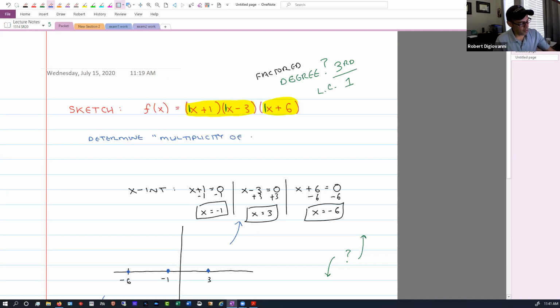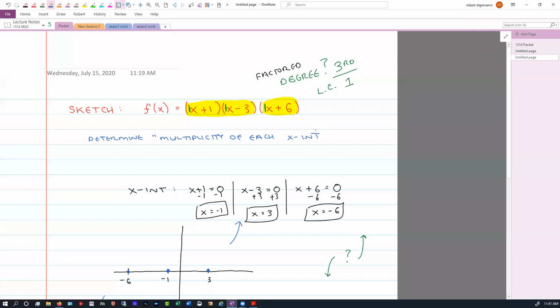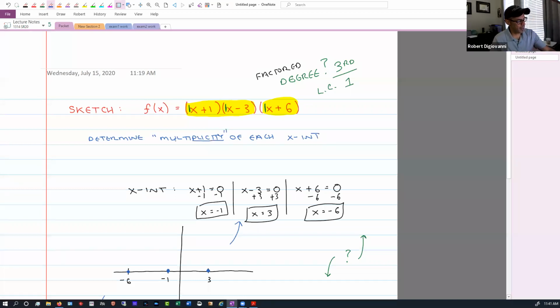Of each x-intercept. Okay, so how many x-intercepts do I have? 3. Okay, so for each one, I have to determine this thing called the multiplicity. And the way you do it, it's very simple, but you have to be careful with it, okay? All you do is look at our first x-intercept, -1, right?